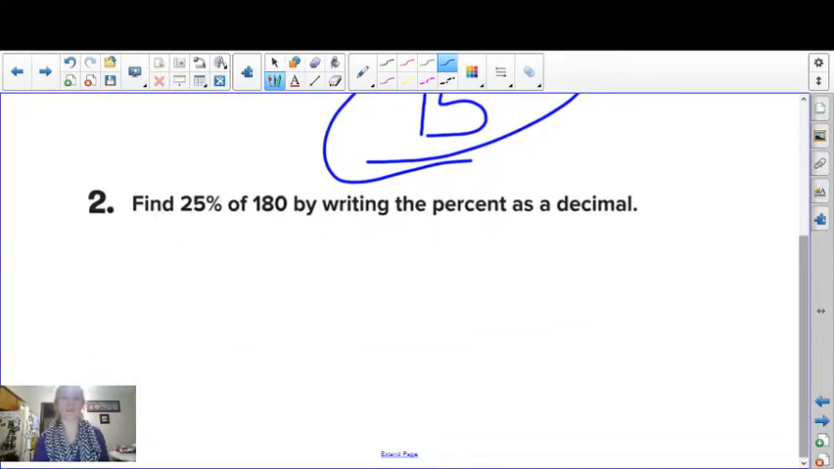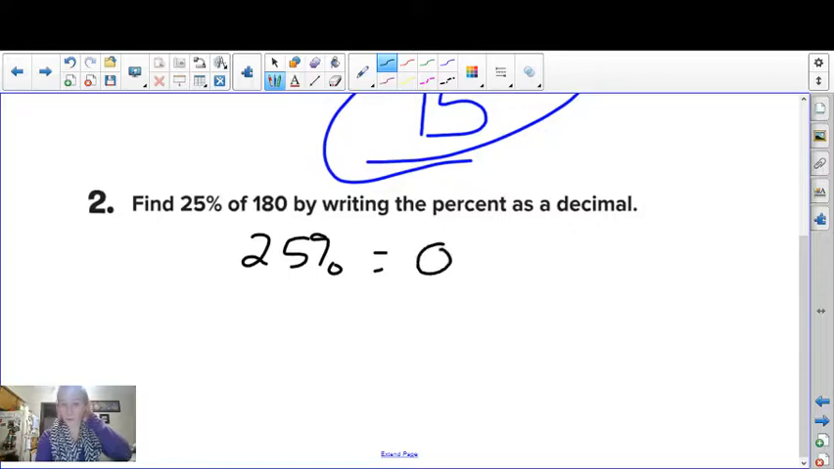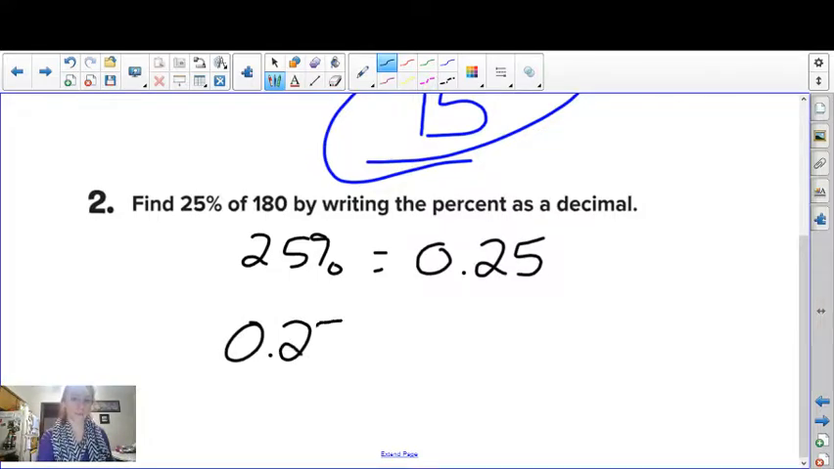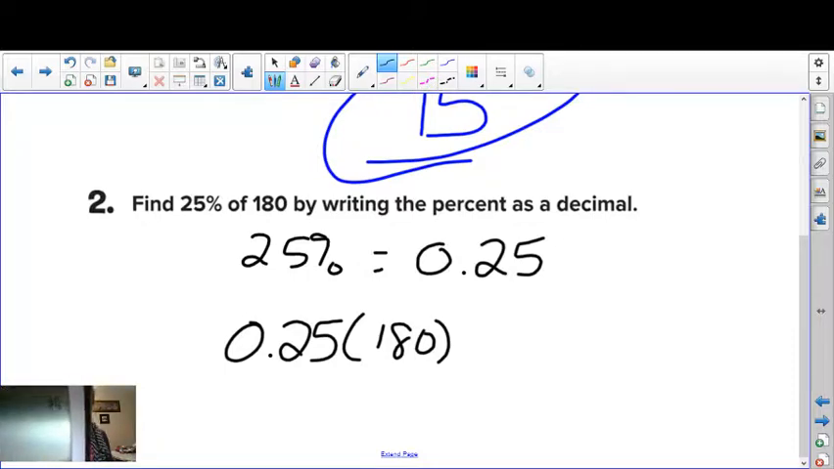Next one, 25% of 180 by writing the percent as a decimal. So first I need to start by taking that 25%. The decimal's hiding at the end, so I need to move it over twice, so it's 0.25. And then I'm going to multiply 0.25 with 180. Get out my handy dandy calculator. 45.